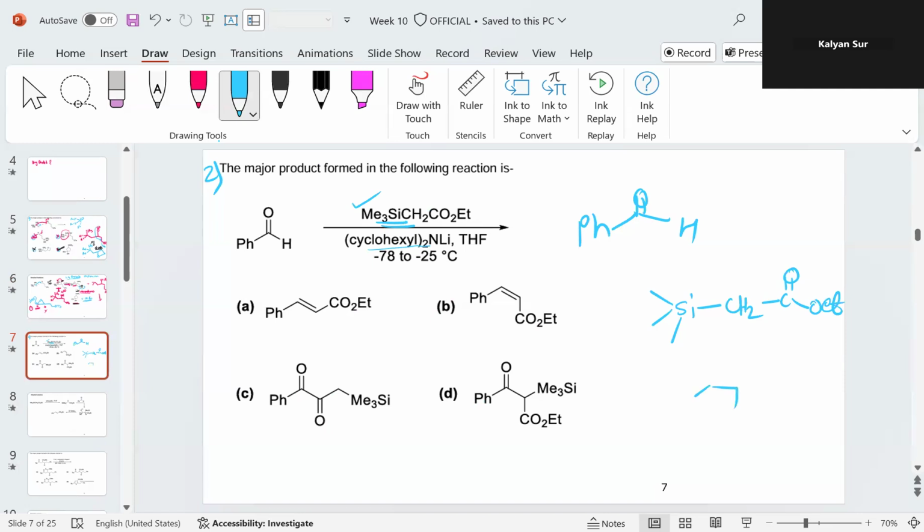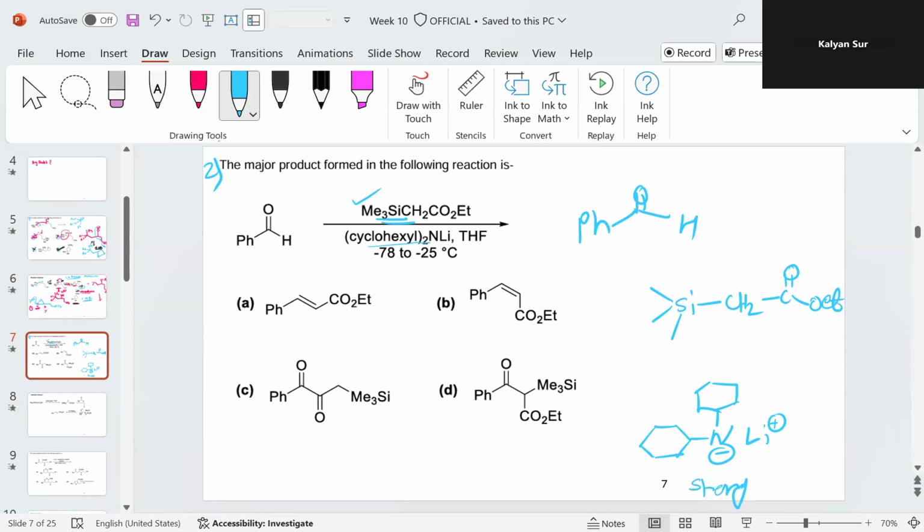So basically this is the base. This N has again one cyclohexyl ring, and this nitrogen is negatively charged, followed by the lithium counter cation that's positively charged. So that's a strong, non-nucleophilic base.